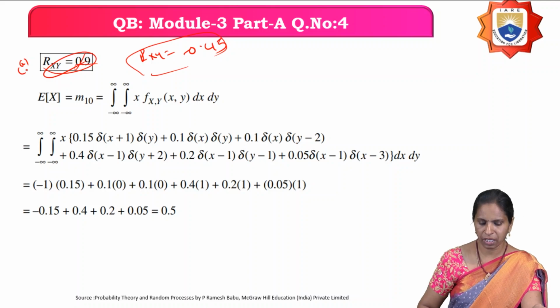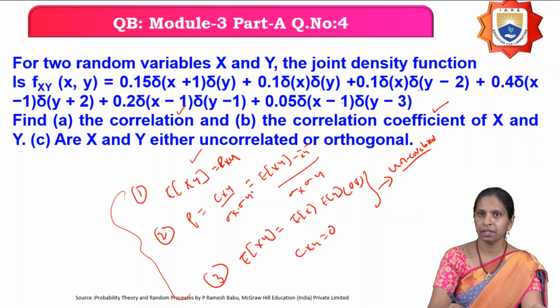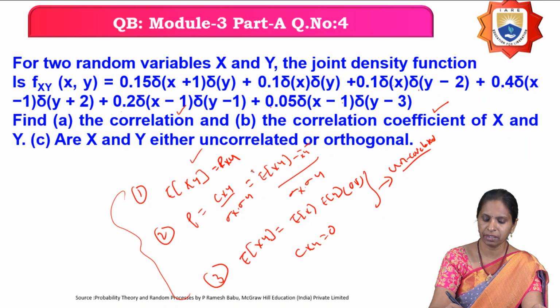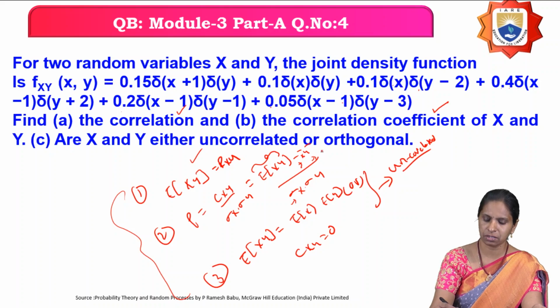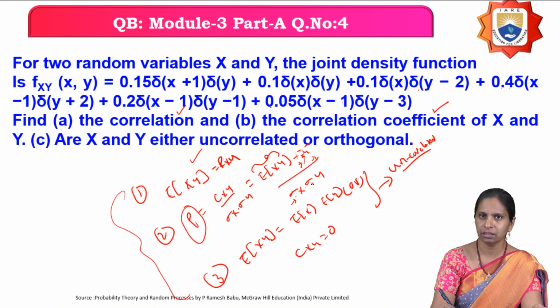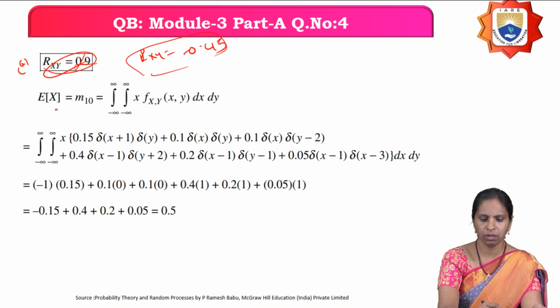Now, second bit, what you have to calculate? You have to calculate the correlation coefficient. In order to calculate the correlation coefficient, we have already calculated the correlation Rxy. You have to calculate the means of the random variables x and y, and then the variances of the two random variables x and y. Now what is U of x?